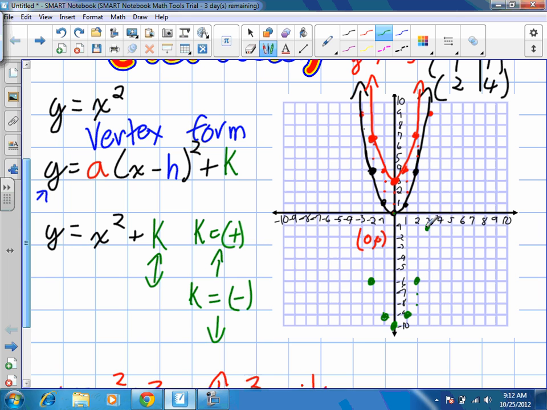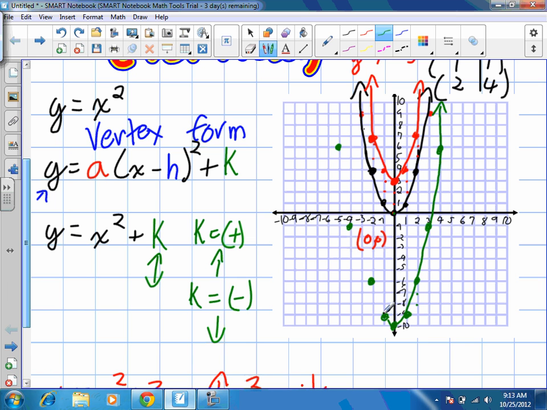I go over 4. 1, 2, 3, 4. How much do we go up? 16. That is up here. Okay? And then if I were to go over 5, how many would it go up? No, 25 is off this. Okay, I don't have 25 off. But this is the shape of the parabola.